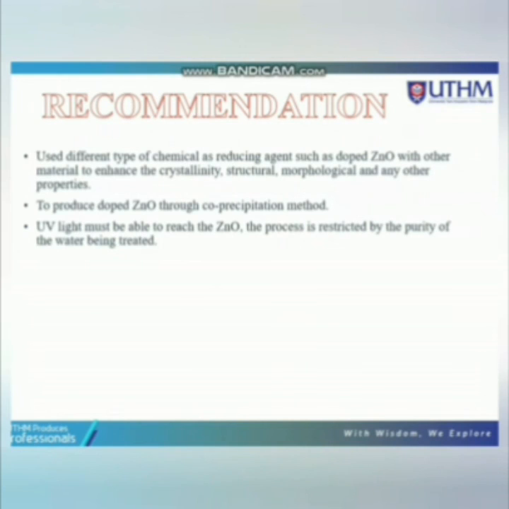There are a few recommendations we can continue in future work. Use different types of chemicals as reducing agents, such as doping zinc oxide with other materials to enhance the crystallinity, structural, morphological and other properties. Next, we can produce zinc oxide by the co-precipitation method. UV light must be able to reach the zinc oxide. The process is restricted by the purity of the water being treated.